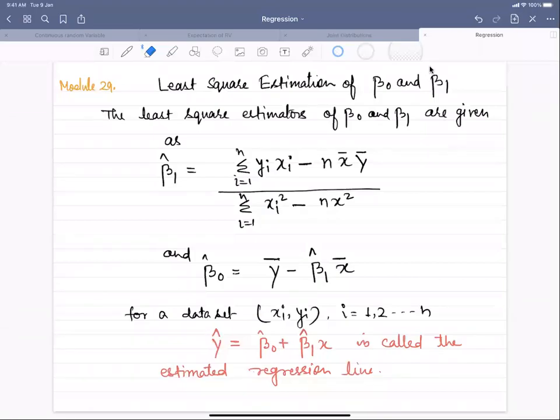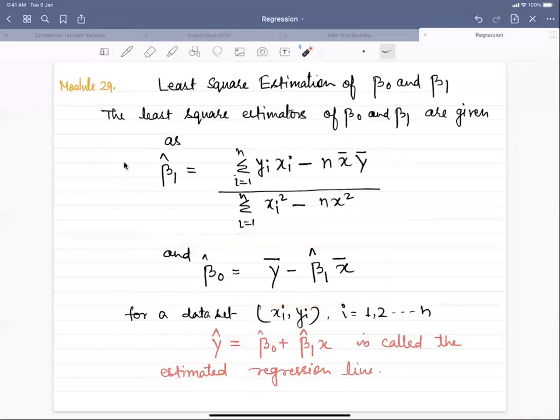Hello students. In the last module, we have seen the properties of least square estimators, that is beta 1 cap and beta naught cap. Just to revise what we have done so far: our least square estimators of the simple linear regression line are beta 1 cap and beta naught cap, right? These were, and then we wrote them in a compact form.